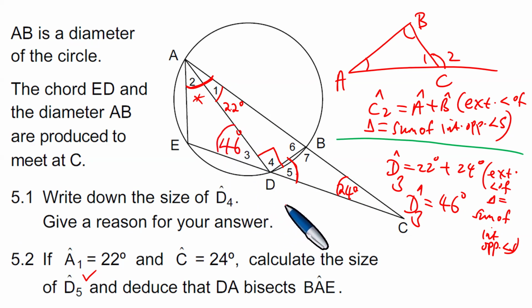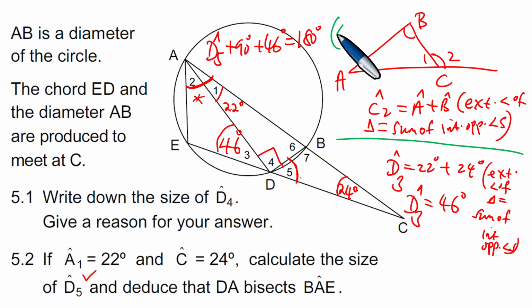If it is 46 degrees, then what is the angle D5? Because now this one plus this one must give us 180. So what must this D5 be? Which means the angle D5 plus 90 plus 46 degrees is equal to 180 degrees. Why? Angles on a straight line. Well done. Angles on a straight line.